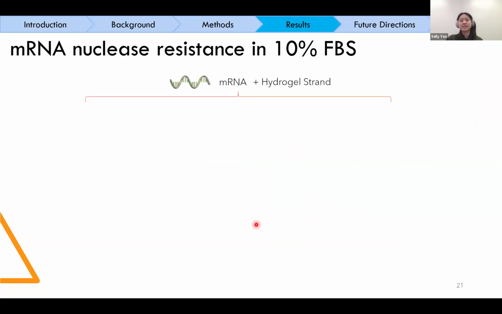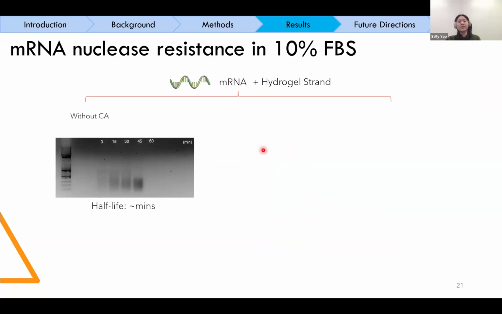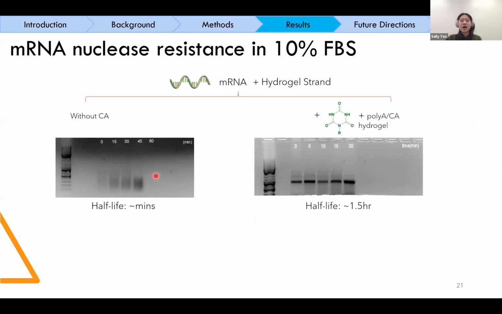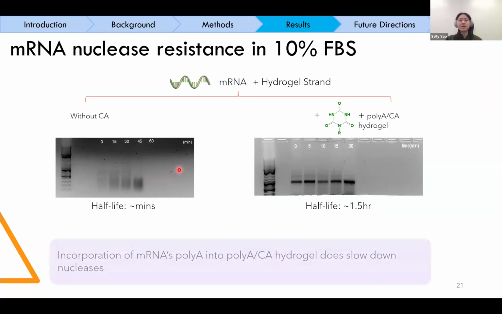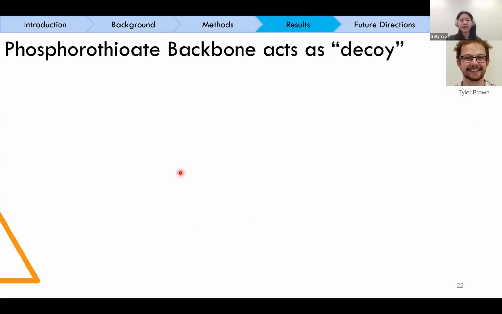So what we see here is that without the presence of cyanuric acid, everything degraded within minutes. However, if we incorporate our mRNA into hydrogels, we were able to see the bands even after 30 minutes, indicating that we are able to incorporate the poly-A of mRNA into our hydrogels and can effectively slow down the nucleases' access to our mRNA.